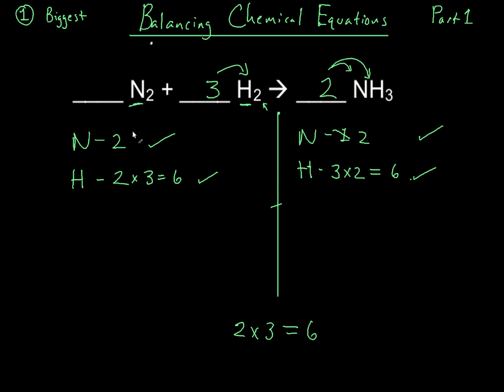Some of you might be wondering, what do we do with this empty space here? Well, an empty space is simply just a 1. And so if we had to really write this out, we'd have 1 N2 plus 3 H2 produces 2 NH3. And so we have our complete answer.